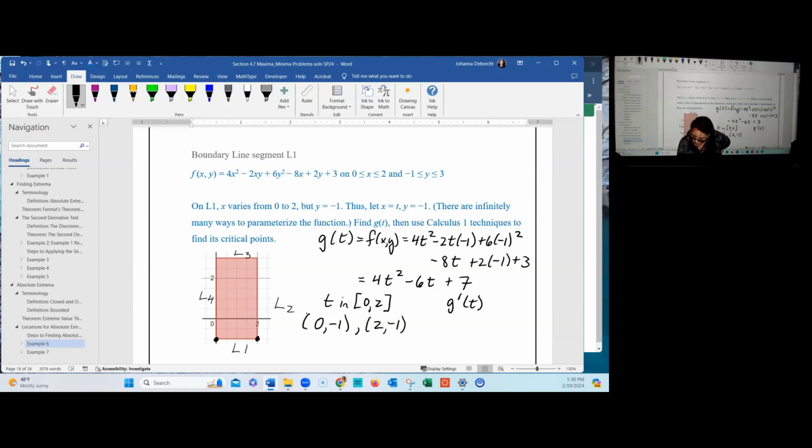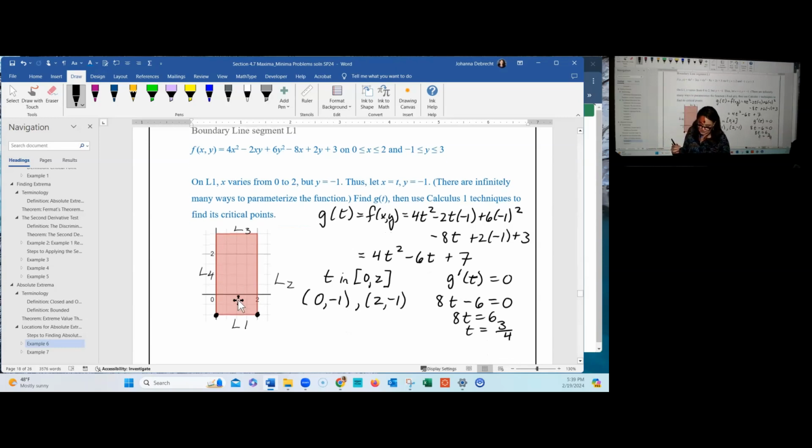Where is g prime of t equal to 0? Well, take the derivative, 8t minus 6, set it equal to 0 and solve. 8t equals 6, or t is equal to 3 divided by 4. This gives me yet another point that I need to check. This gives me the ordered pair (3/4, -1), because on this line segment, the y value is always -1.